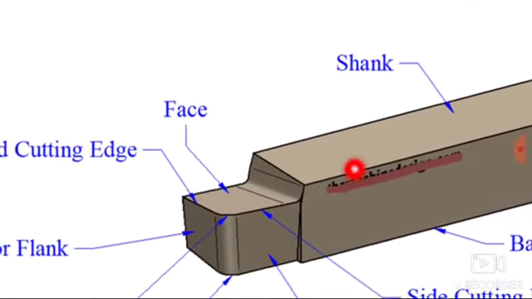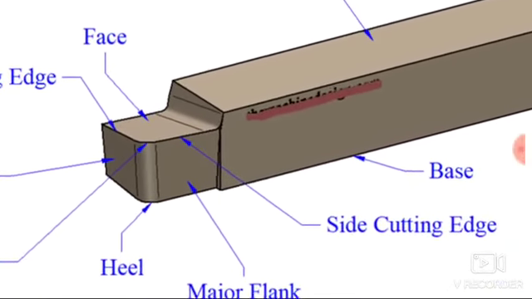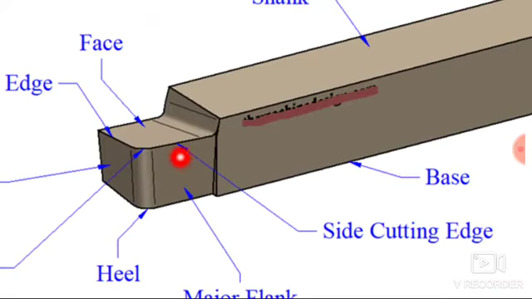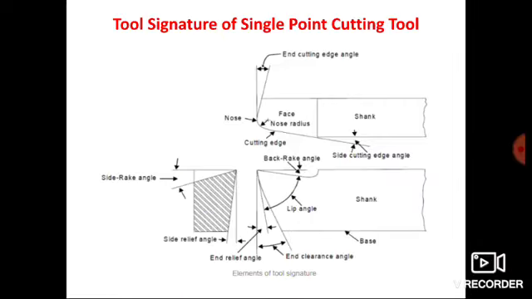Now these two sides are not exactly parallel to each other. This side and this side are not parallel to each other. Here you can see some gap. That means this side is somewhat inclined to this side. Now this angle is nothing but the side relief angle that you can see over here.